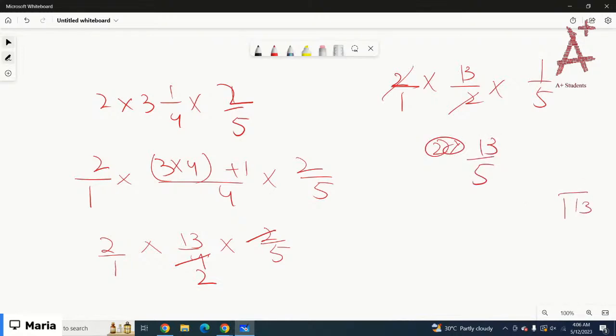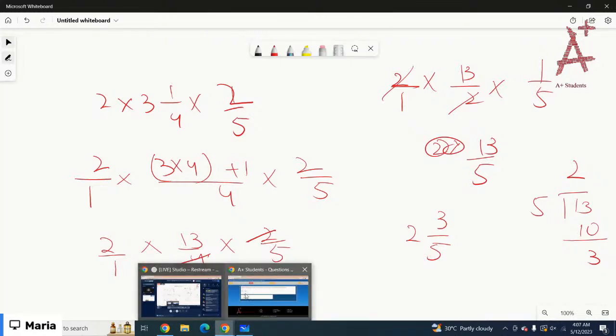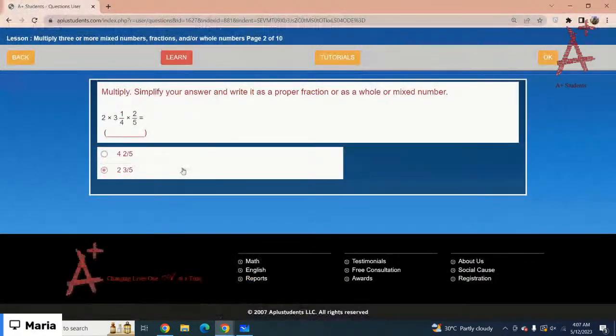Got it? Divide 13 by 5. It would be 5 times 2 is 10. Here you have 3. It would be 2 whole 3 over 5. The correct option is 2 whole 3 by 5. Got it? So the correct option is 2 whole 3 over 5.